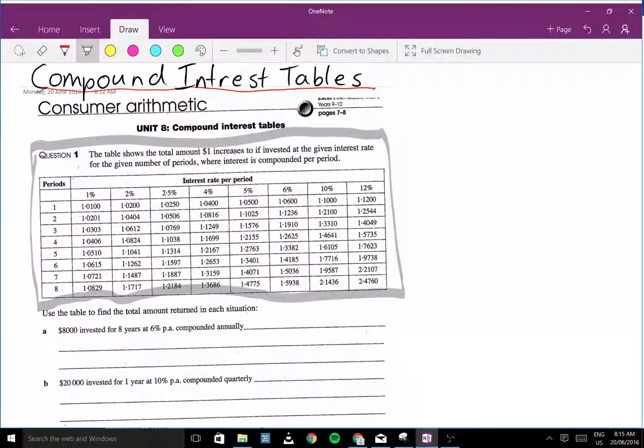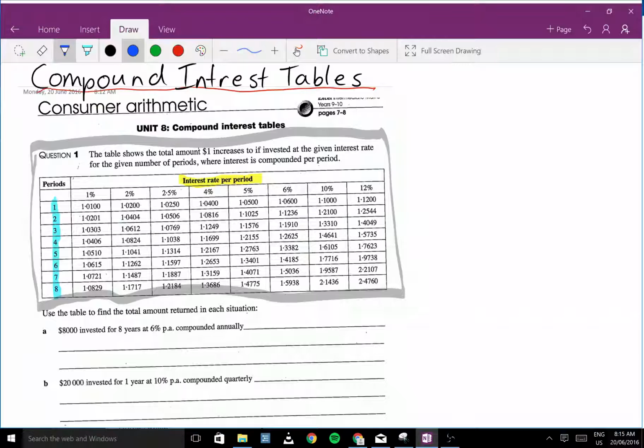Now some key facts about the table. When you're looking for your interest rate per period, you're looking across. And when you're looking for periods, you're looking down. Notice that this is not years. This is the number of periods you calculate your interest, and that'll become apparent as we do a few of the questions.